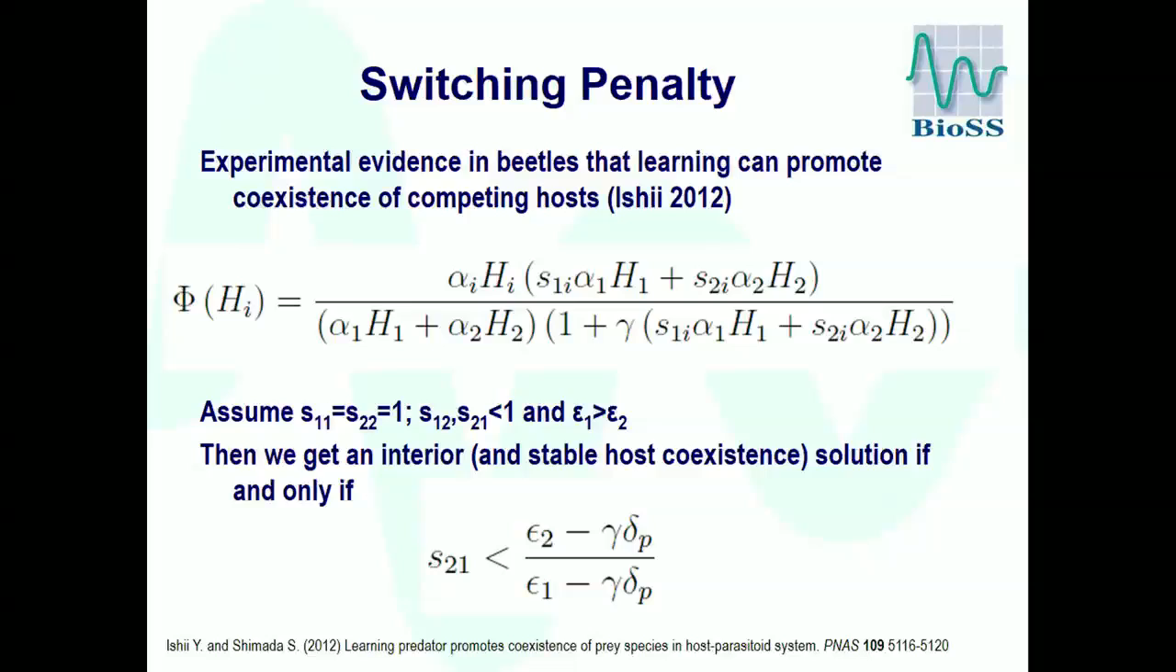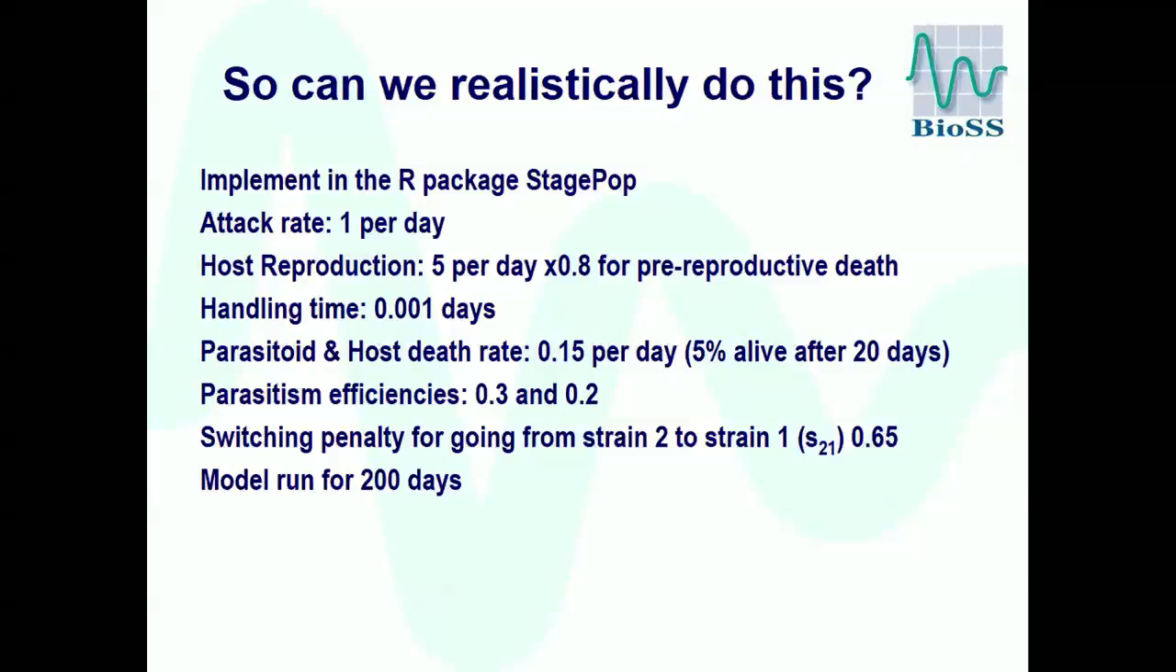You can show that providing this penalty, if you like, is less than the ratio of the efficiency on 2 minus the death rate of the parasitoid times the handling time, divided by efficiency 1 minus death rate times the handling time, you will get, that's the boundary of the stable interior. Which is all well and good, but the question is, can we realistically do this?